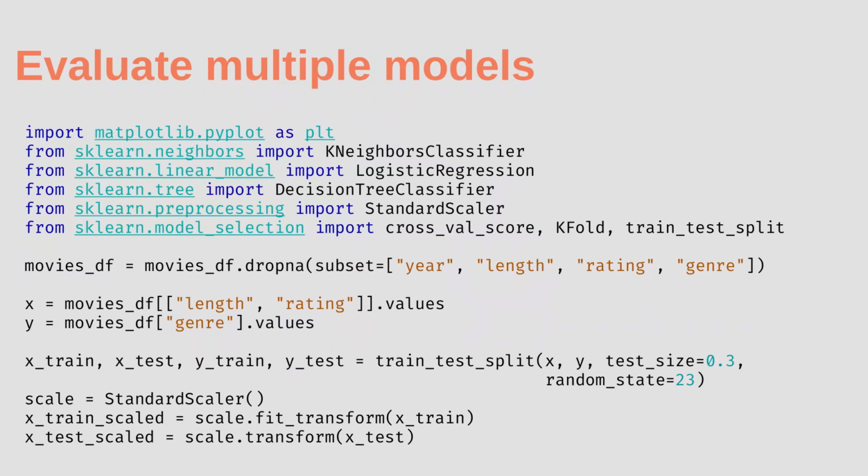First, we need to import necessary libraries from the scikit-learn modules. Then we remove any missing values from our data. We set x and y as explanatory and response variables. Next, we split the data into training and testing sets. Then we scale the features using the scaler, and we apply the fit_transform method on the training set and the transform method on the test set.